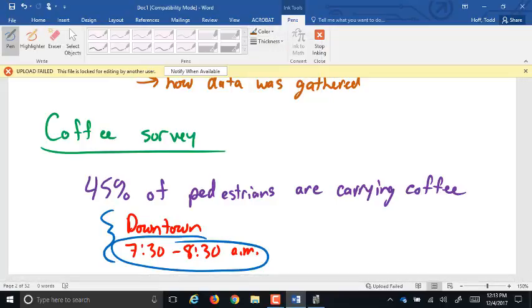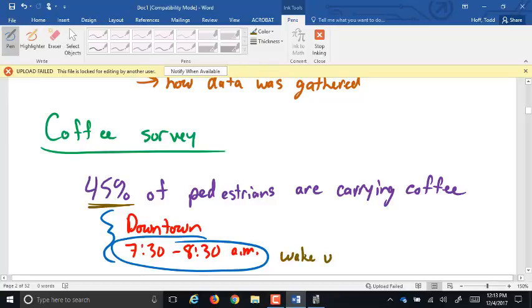Do you think that rate would be the same if this study was done at 1 in the afternoon? Why not? People drink coffee to wake up. Early in the morning is generally when people have to have that cup of coffee to function. So they're more likely to have coffee in the morning. Good. How about downtown? Do you think that would have an effect?